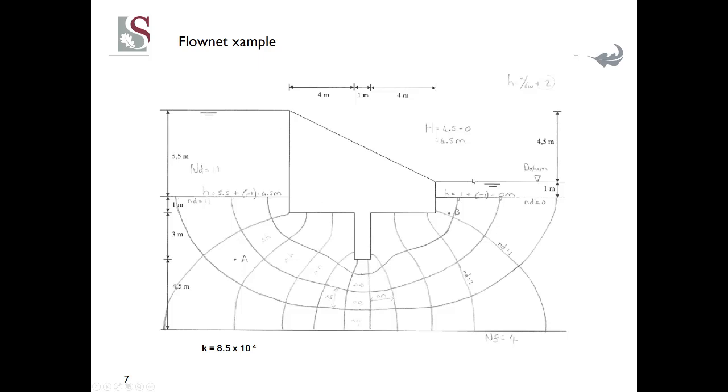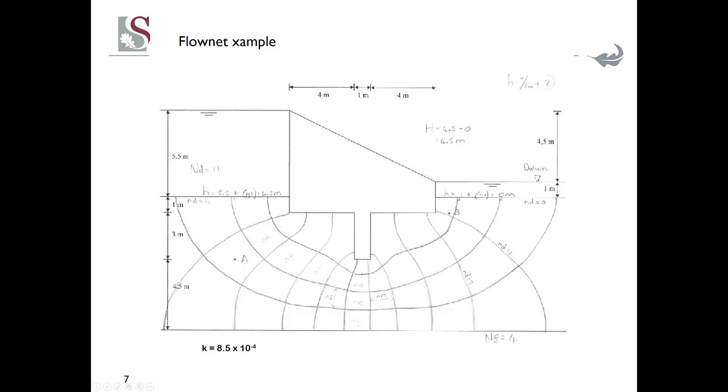So in this case, we choose the datum to be at the surface of the water on the downstream side of the dam, 1 meter above ground, and then we start drawing. Our flow boundary is this: the structure itself and the ground surface, and then this bottom is the other flow boundary. We say this is line number n_D 0, n_D 1, 2, etcetera, until you get to the last one, which is number 11. So the total number of equipotential lines is 11.